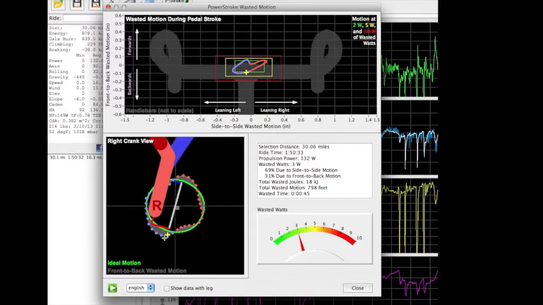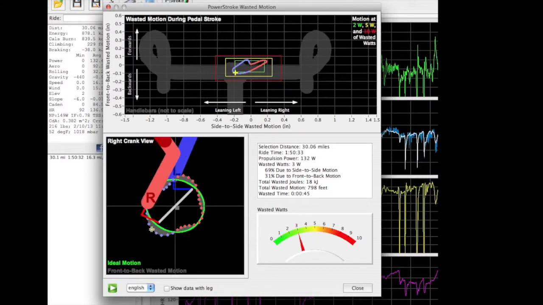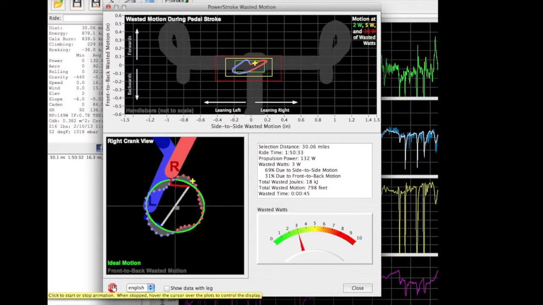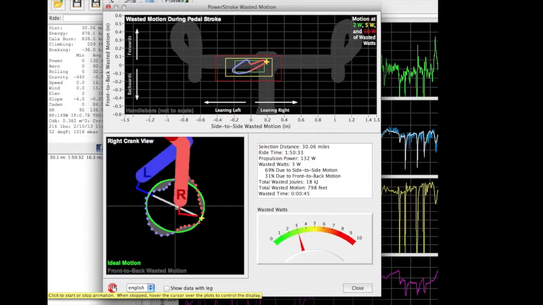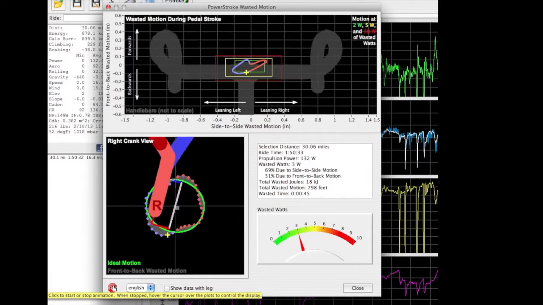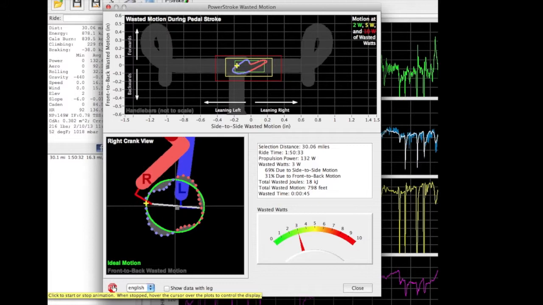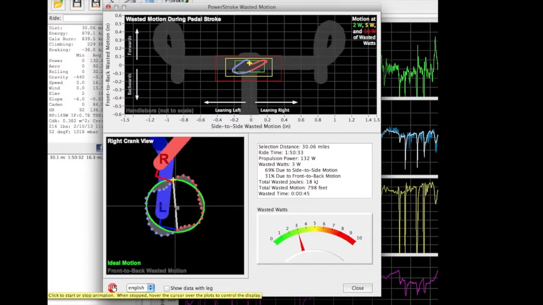The right leg is also close, but tends to push a little bit more. That is, the blue dots are farther away from the green ideal. So using this gives a very quantitative and real-life expression of how good your wasted watts are and what your bicycle motion is on the bike.